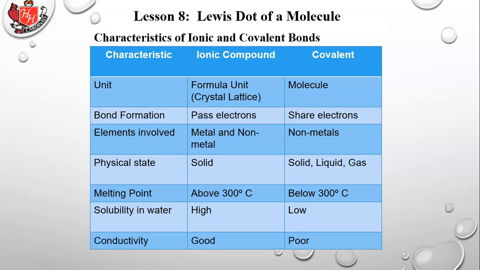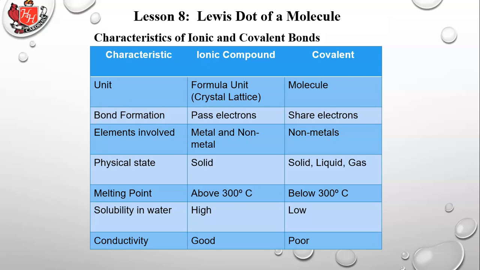Elements involved. Ionic compounds are metals, which are the weak guys, and nonmetals, which are the strong guys. In covalent bonds, it's two strong guys. That's two nonmetals. Physical state. Ionic bonds are generally solids, whereas covalent can be solid, liquid, or gas. Just think of water. It can be ice, it can be liquid water, it can be vapor. Melting points are generally higher in ionic compounds than covalent compounds. Generally above 300 degrees centigrade, below 300 degrees for a covalent bond.